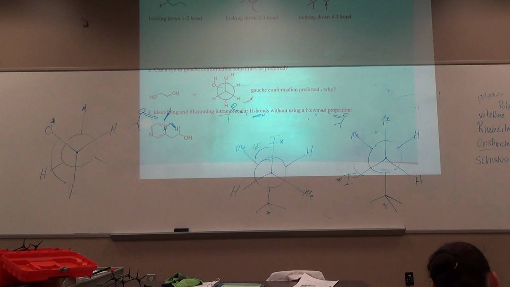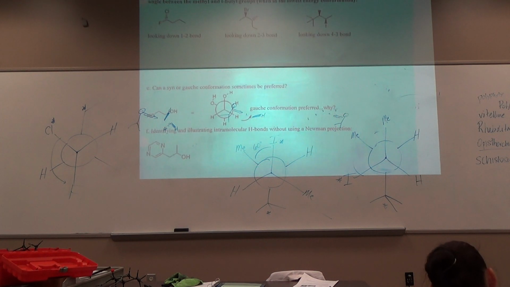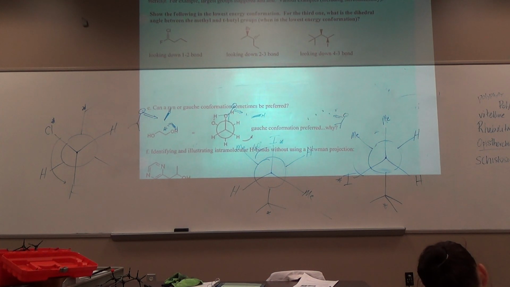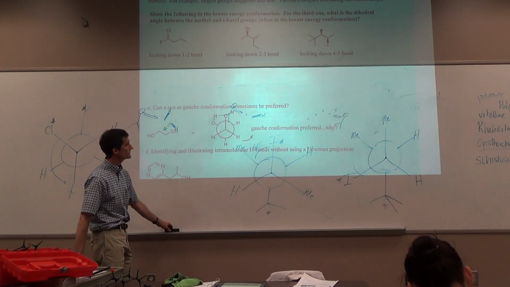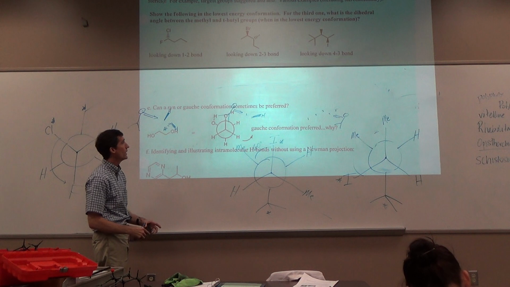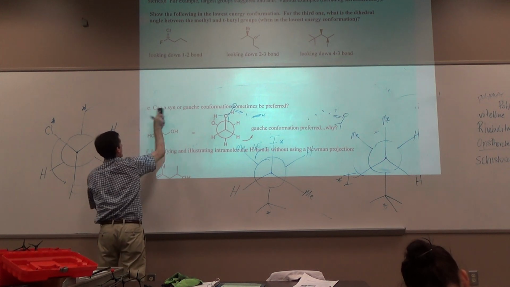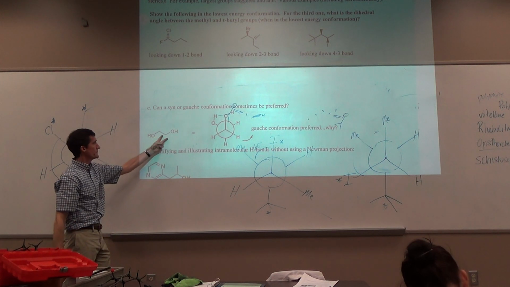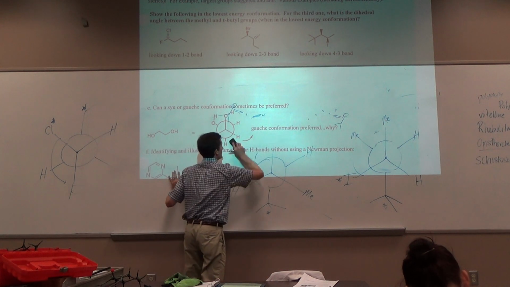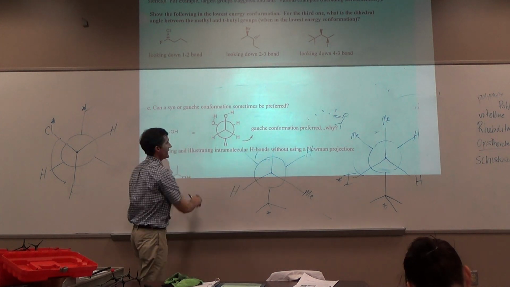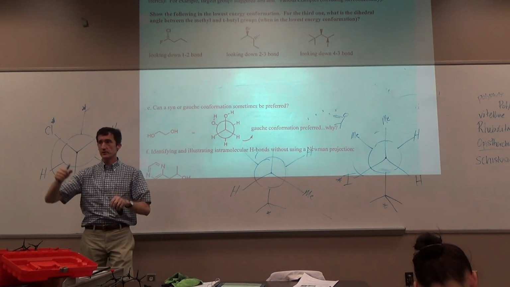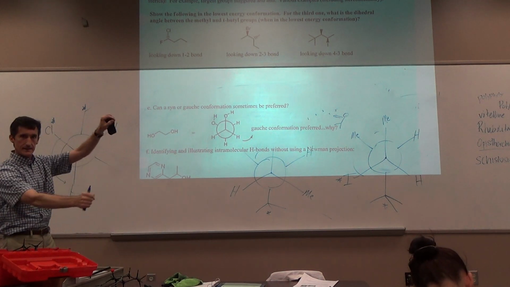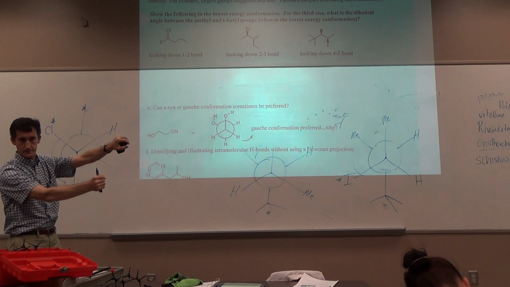Down the bottom of the sheet, guys, a couple of questions, then we'll move to the back side. Can a syn or gauche conformation sometimes be preferred over an anti? Well, the answer is yes. Ethylene glycol is actually known to prefer a gauche conformation. That is, the two OHs do not prefer to be anti. They prefer to be to the side of each other.